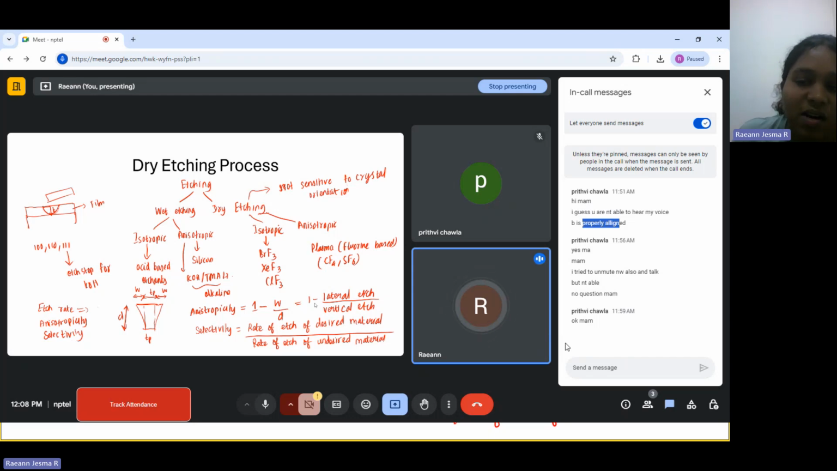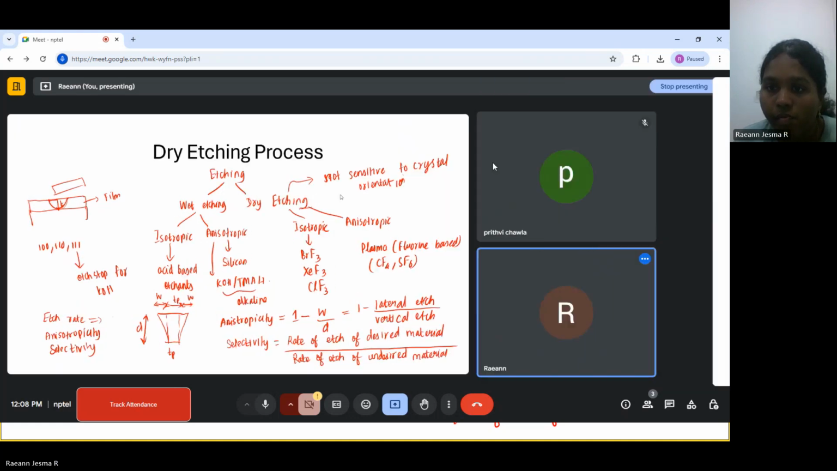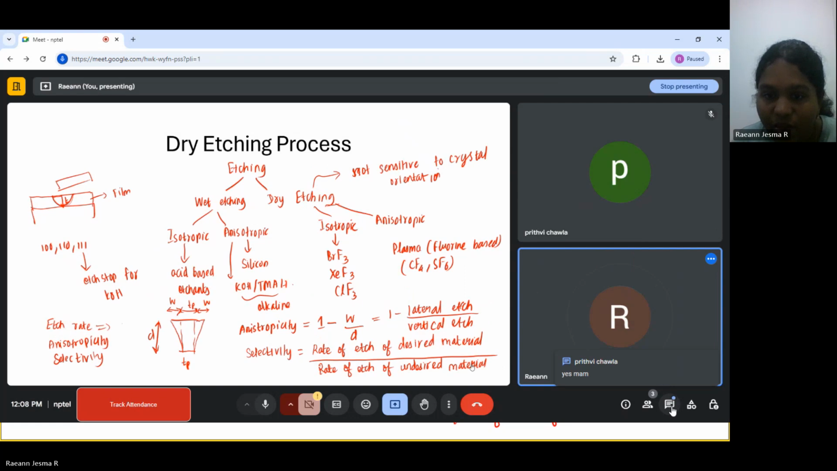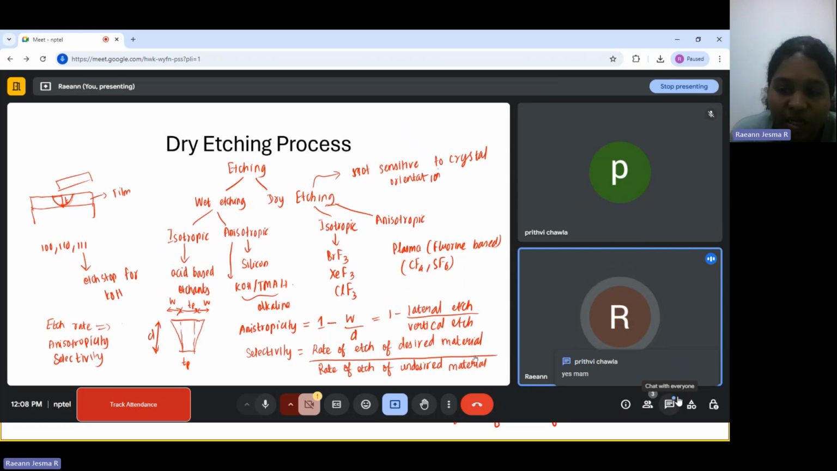Is the question that I'm asking clear? Okay. So if you're having an isotropic etch profile, what will be the relation between your lateral etch and vertical etch? The etch profile, right? Am I going too fast?